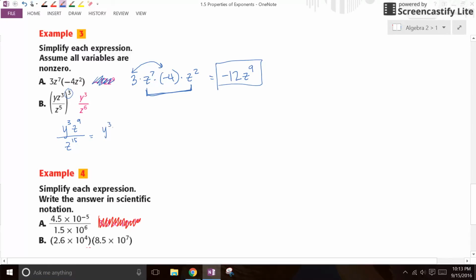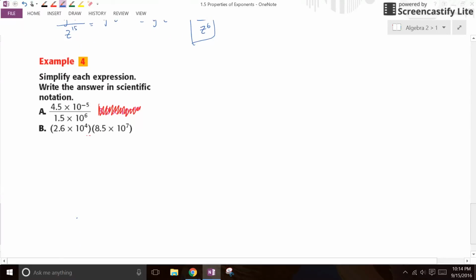So I still have y cubed, but I have z to the 9 minus 15. So what is that? Y cubed z to the negative 6th. Or since that negative exponent is there, let's move it down. Let's leave the y cubed on top and move z down to the bottom. And you can see there's your beautiful fractional answer.